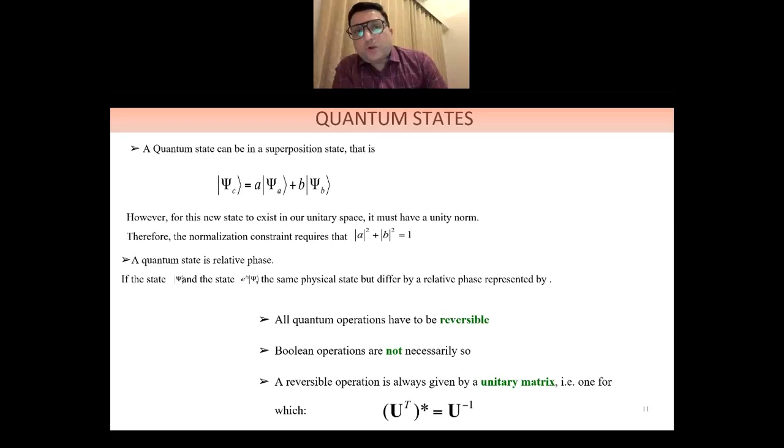Second, based on the equation, the square norm of a plus b square is equal to 1, which means quantum mechanics is a probabilistic mechanism because the total probability should always be 1. Third, if you represent each state in matrix form, quantum mechanics is also a matrix mechanism. The condition is that all quantum operations have to be reversible. This is also a very important condition.